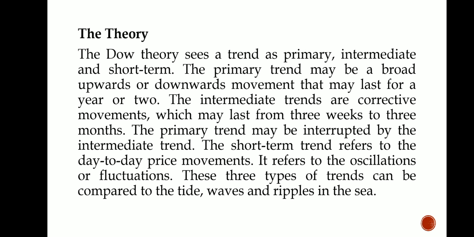As we already know, Dow theory is based on three types of trends, that is primary trend which lasts for 1 year to 2 years, secondary trend which lasts for 3 weeks to 3 months, and minor trend which lasts for a period of 1 day.